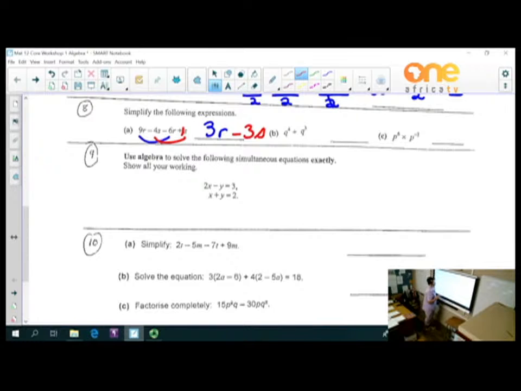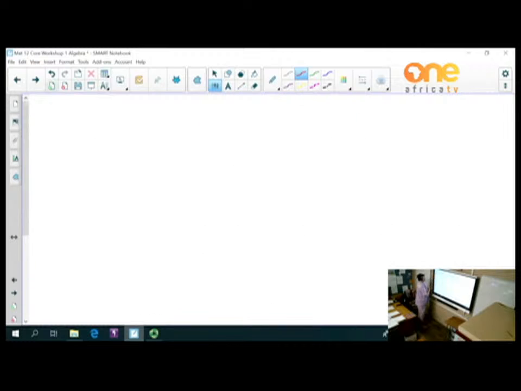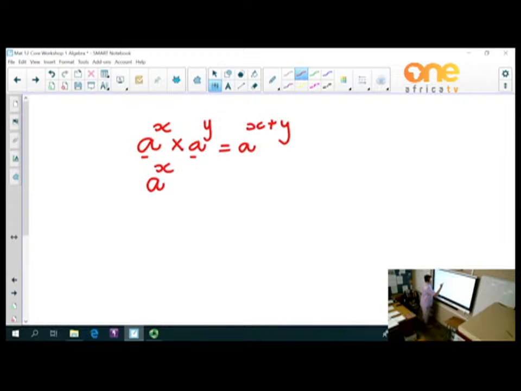The second one, number B, is dividing. What is the rule here? Let's just go back to the rules. A to the power of x times a to the power of y is equal to a to the power of x plus y. If you multiply, you add, but it must be like terms, the same base. If it's division, then we subtract, so it becomes a to the power of x minus y.